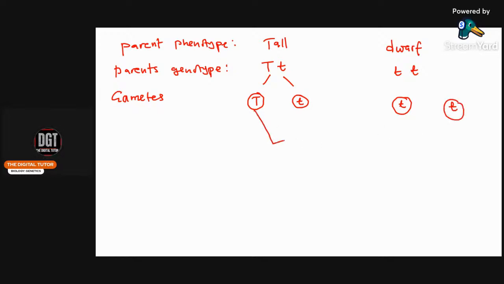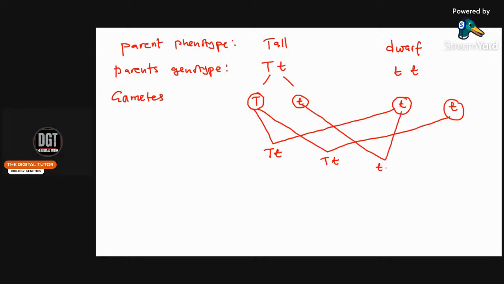So this with the first one, so we're going to have T. Then this one with the second one, we're going to have what? T. Then this one with the first one, we are going to have T. Then this one with the second one, we are going to have what? T. So this is the first filial generation or first offspring.